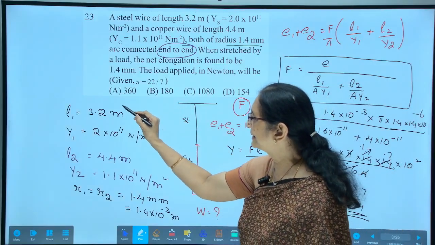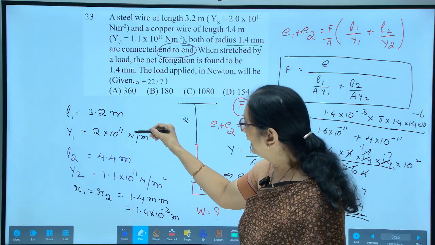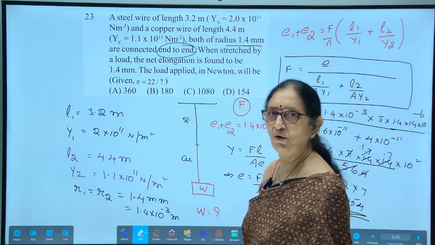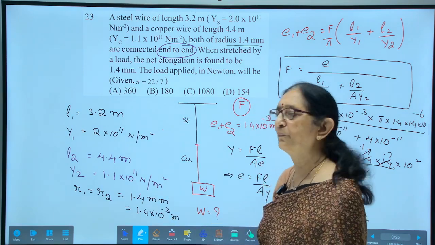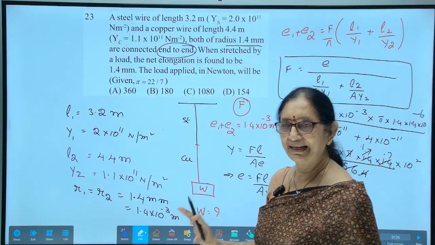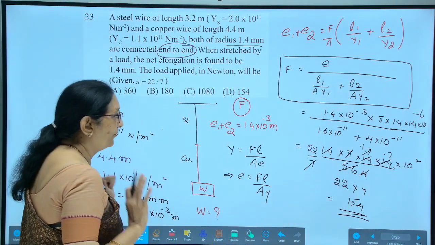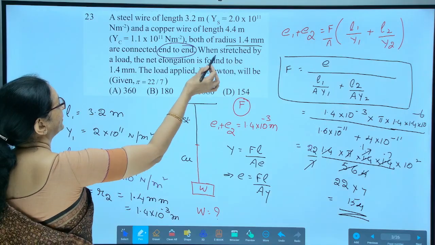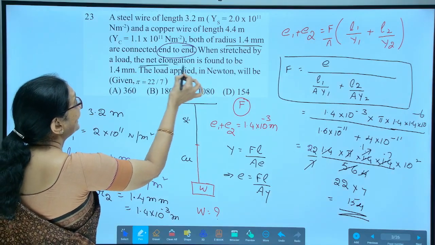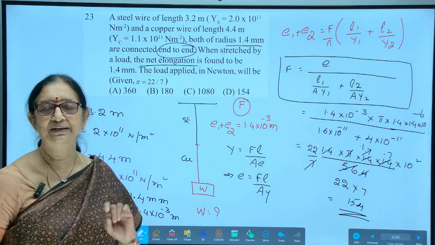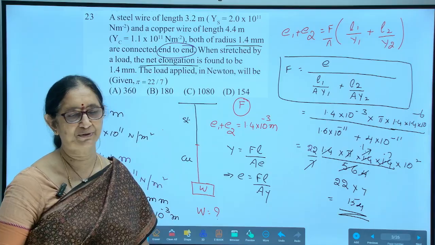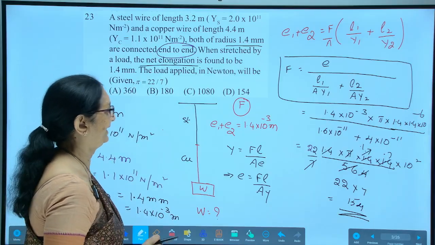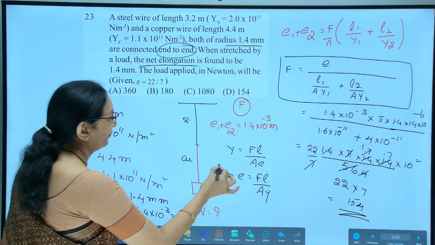Here lengths L1, L2, Young's moduli Y1, Y2 are given. Both of them have equal radius, that is 1.4 mm. Radius is given. Now look here. When stretched by a load, the net elongation produced is the sum of the two elongations produced. So E1 plus E2. Follow me very carefully.